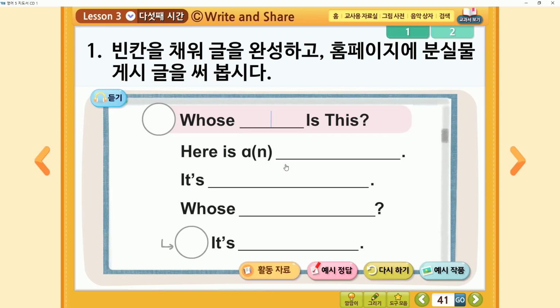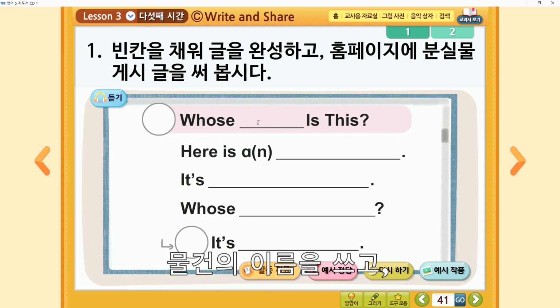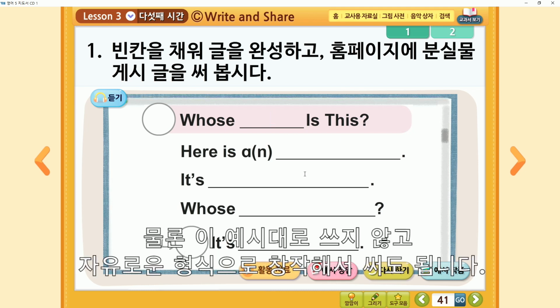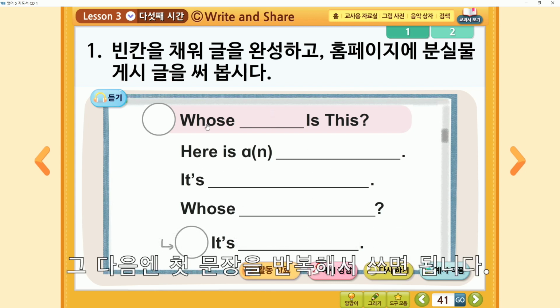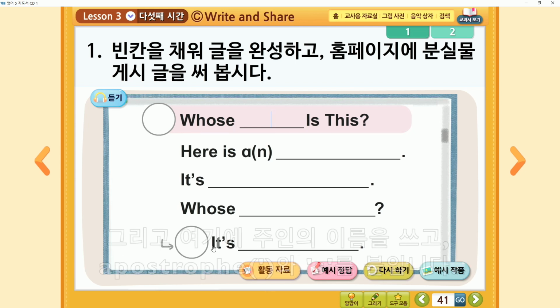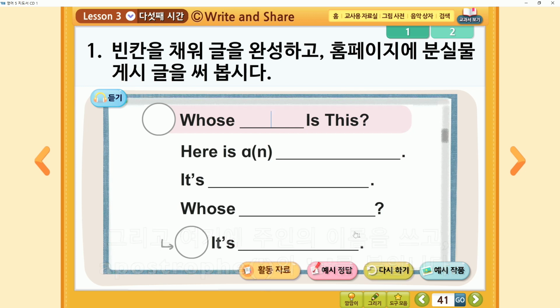C. Write and share. If you finish that table, then you'll fill in these sentences. Whose, the object's name. And then here is the object. It's the color. You can also change it if you want to describe another subject. And then just repeat this sentence. And then describe here, it's the person's name, apostrophe S, and the object. Okay.